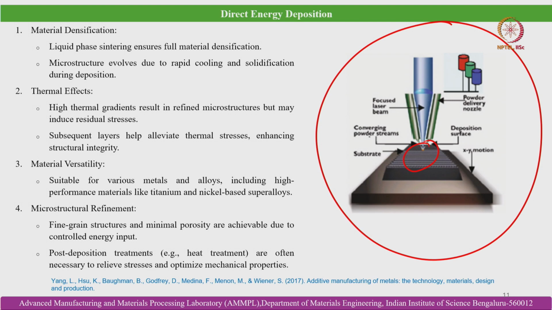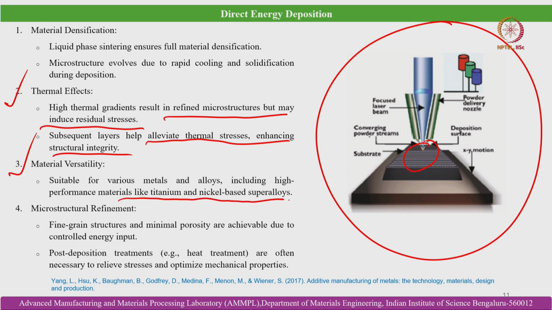Then, with the material deposition, liquid phase sintering ensures full material densification, and the microstructure evolves due to rapid cooling and solidification during deposition. Then thermal effects: high thermal gradients result in refined microstructure, but may induce residual stresses. Subsequent layers help alleviate thermal stresses, enhancing structural integrity. Okay. And then number 3 is material versatility. It is suitable for various metals and alloys including high performance materials like titanium and nickel based superalloys.